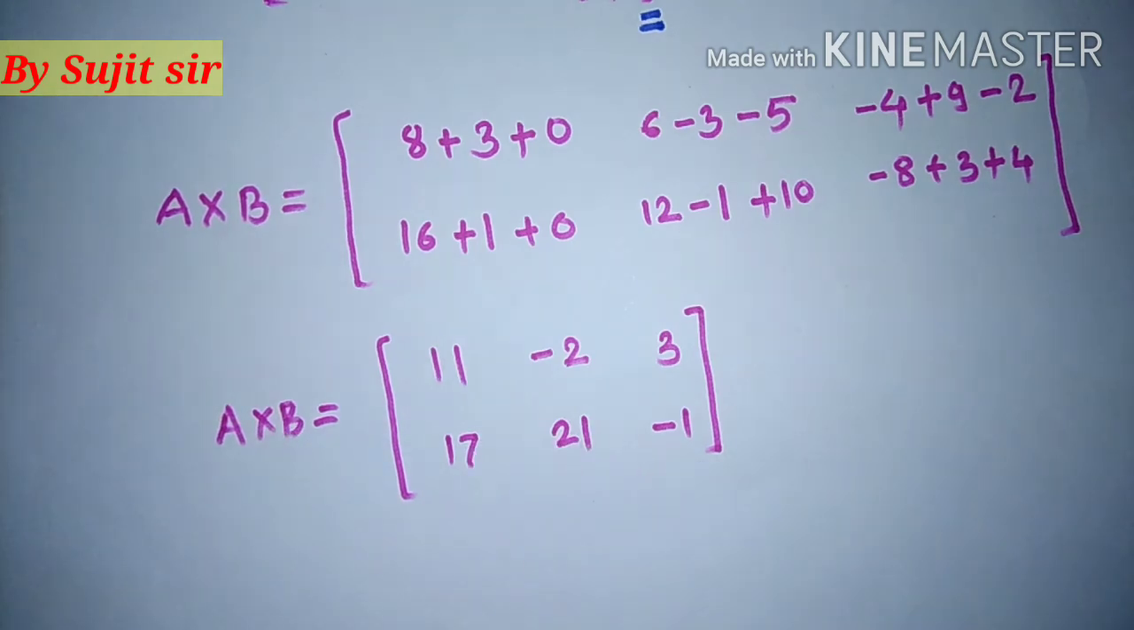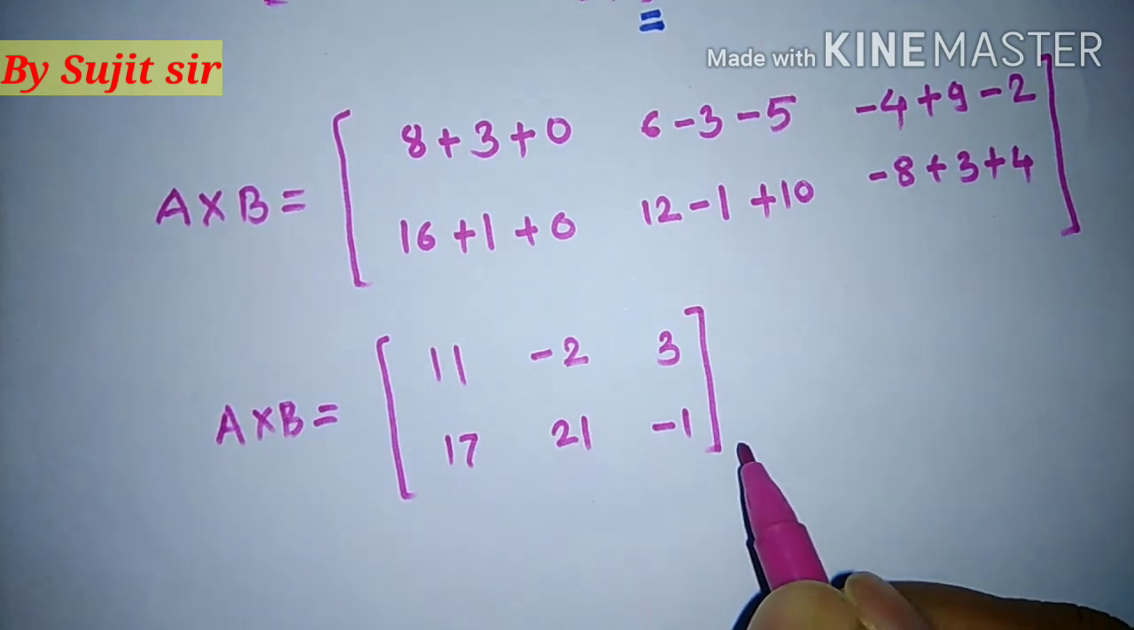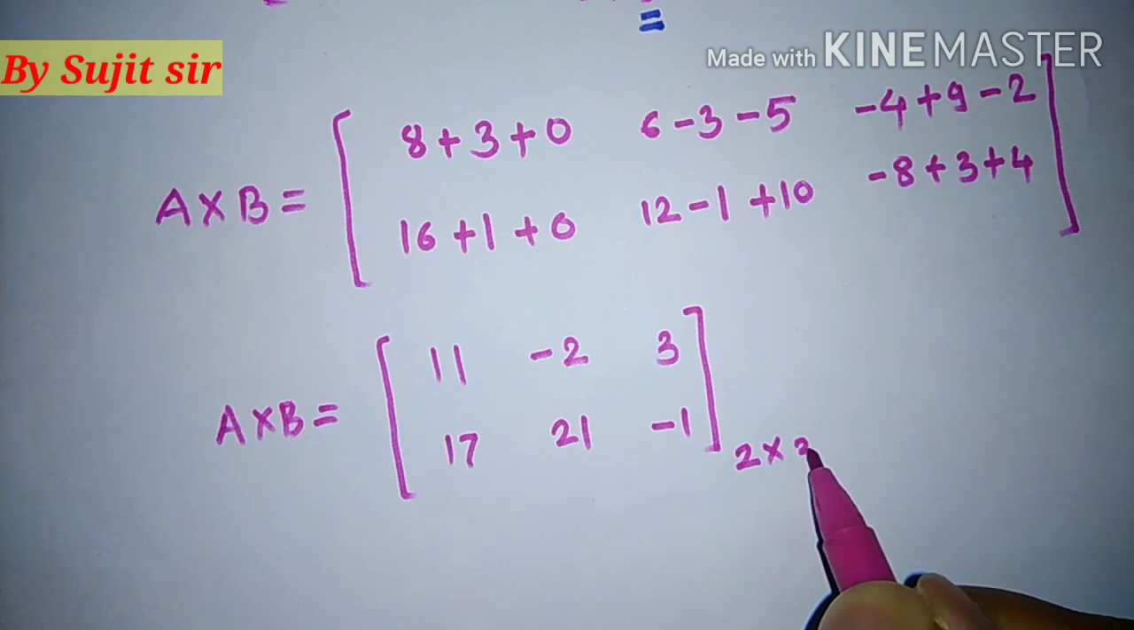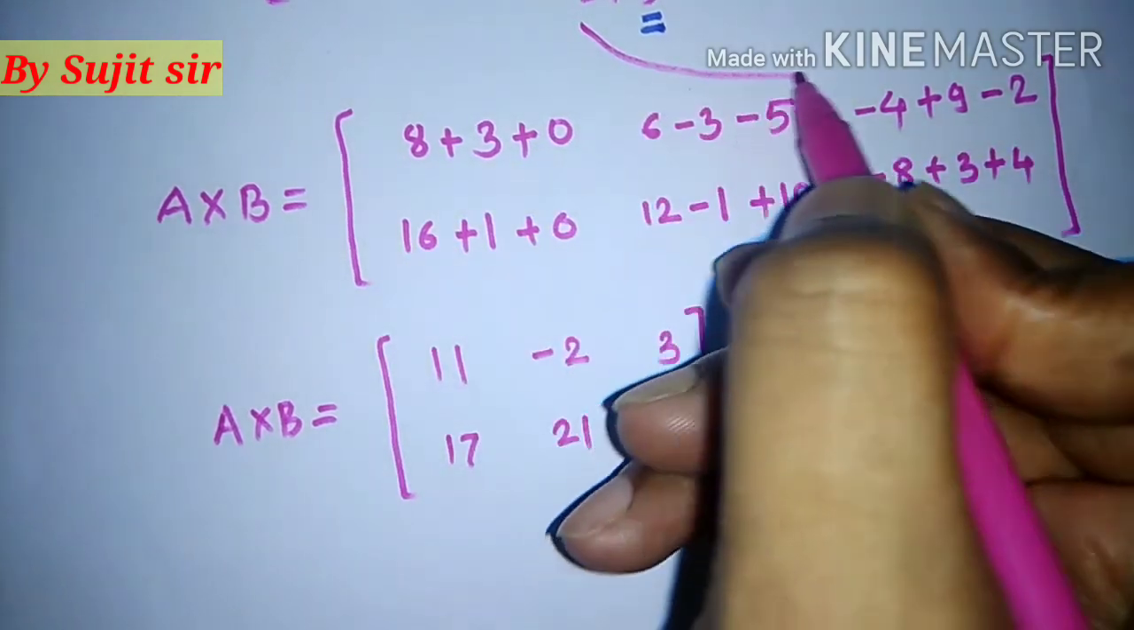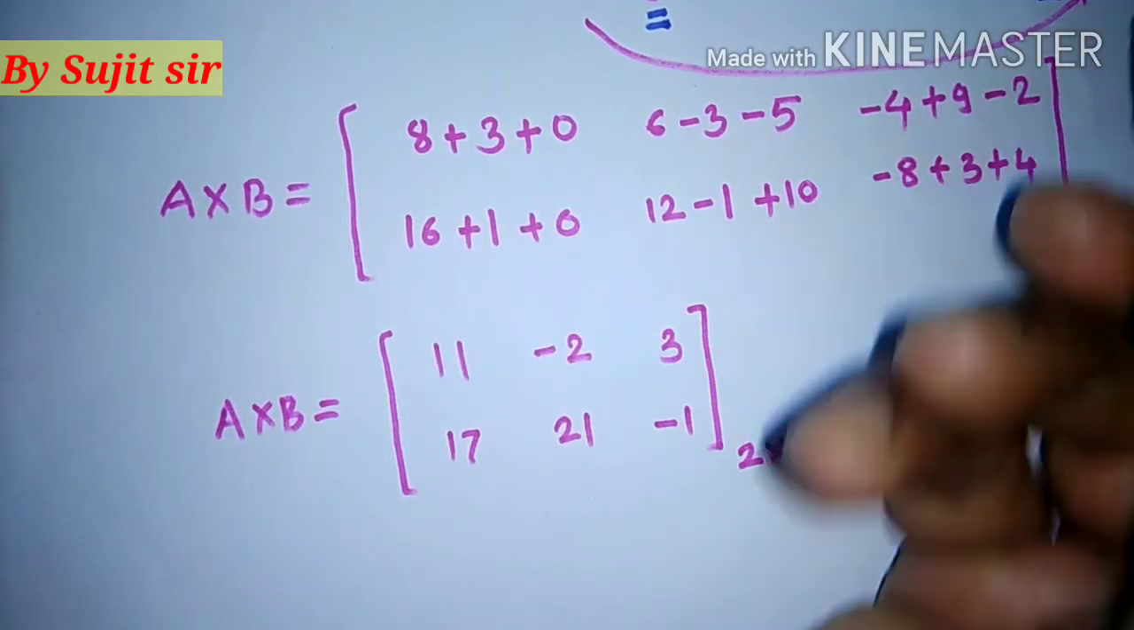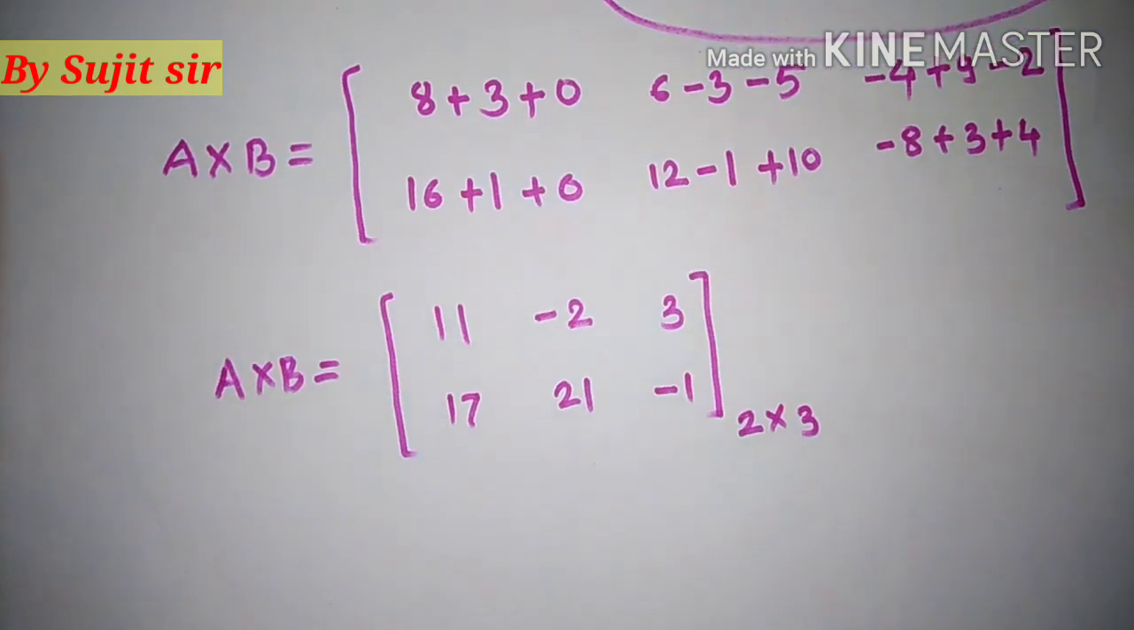And as you can see, the order of the resultant matrix is 2 by 3, which is equal to this one. Thank you.